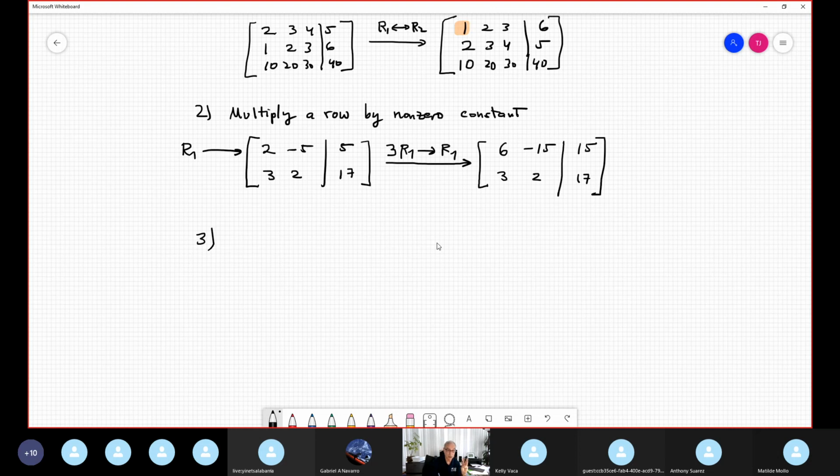Okay, the third row operation is the last one. So you have only 3 row operations. Pay attention, because this is a little bit complicated to understand. Add a multiple of one row to another row.